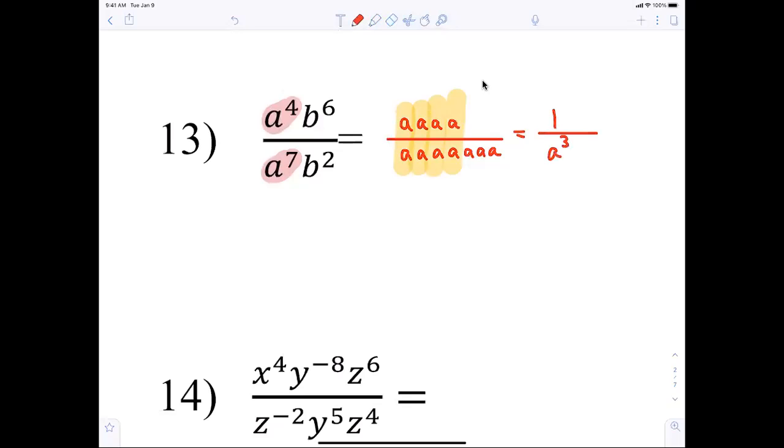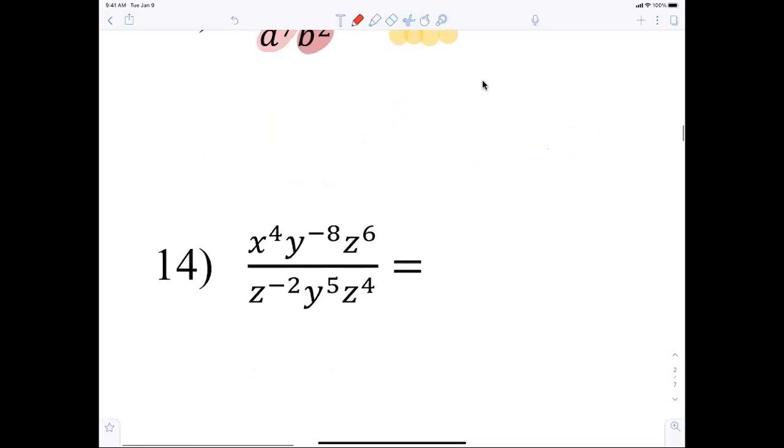Now, again, highlighting here, how many b's on the top? 6. How many on the bottom? 2. So that leaves me with 4. 4 where? On top. On the top, b to the 4th. So the answer is just b to the 4th over a cubed. b to the 4th over a cubed. Any issues? All right, I feel good.